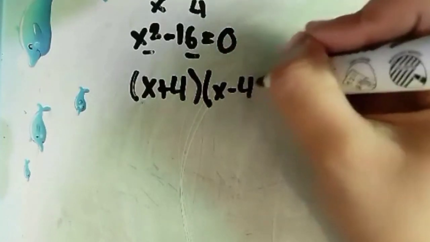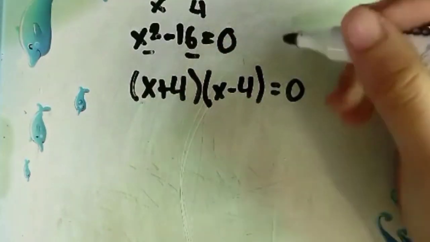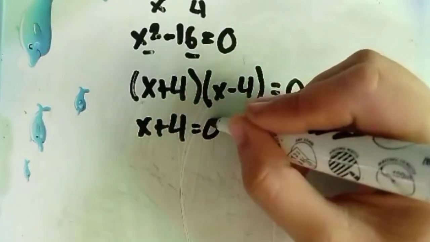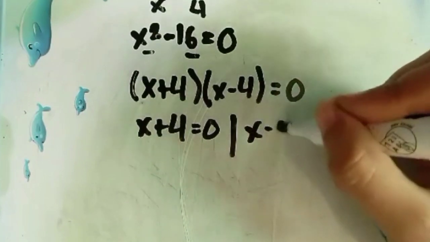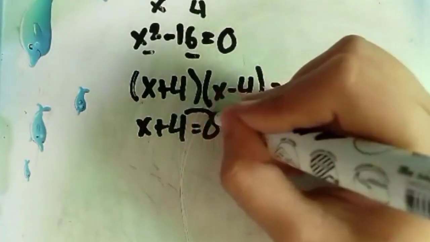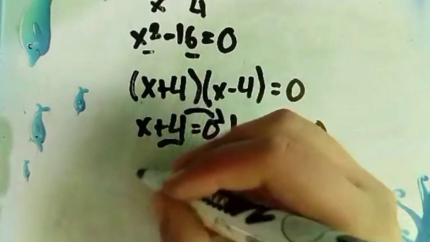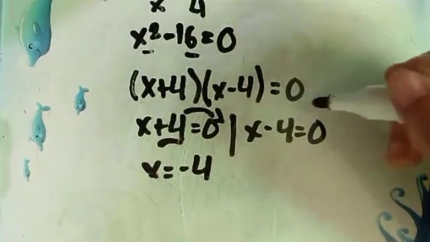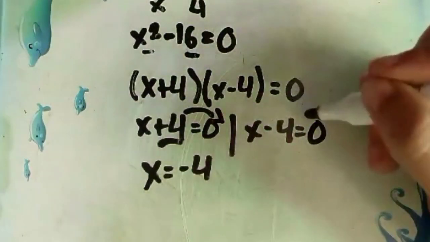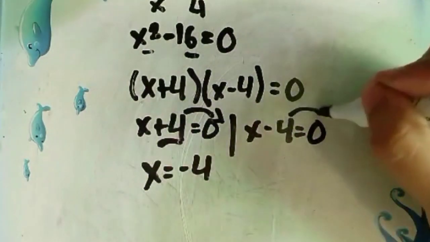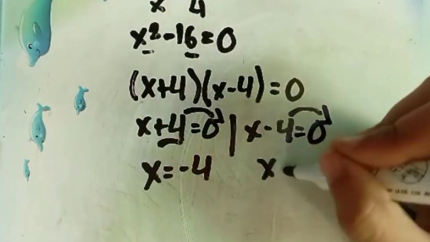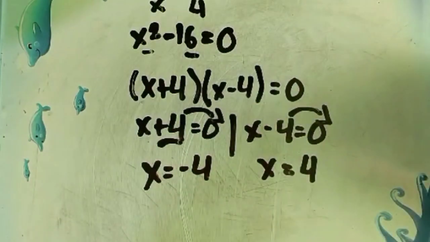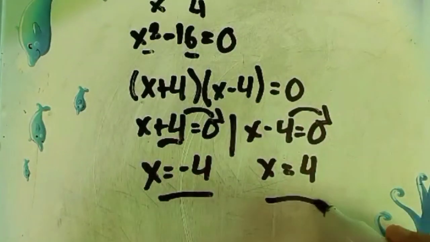You only need to use this pattern, then equate each factor: x plus 4 is equal to 0, and the other, x minus 4 is equal to 0. Transpose to the other side: x from positive 4 to negative 4. And this is the first case. Second factor: transpose it to the other side, from negative it will become positive. This is x is equal to positive 4, and here are the values of x. We have negative 4 and positive 4.